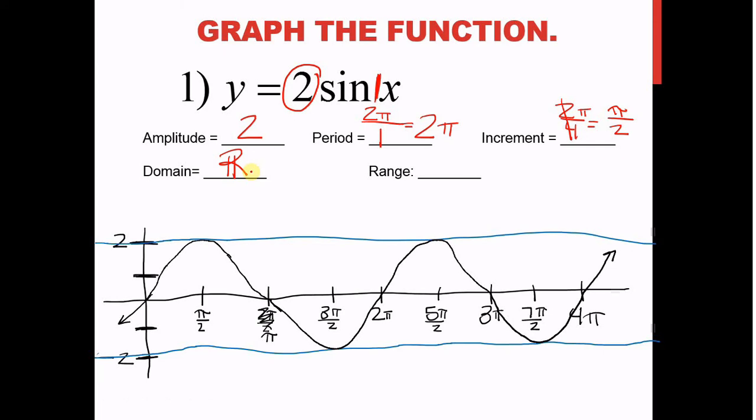Your range, though, is going to be a little weird. Notice how I'm bouncing between -2 and 2. We need to say I am going to be between -2 and 2. So this is how it's going to look. It's going to say -2 is less than or equal to y, aka y is greater than or equal to -2. But y is also less than or equal to 2. And that is how I graph my sine function.